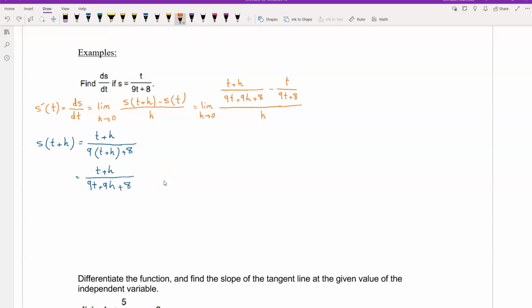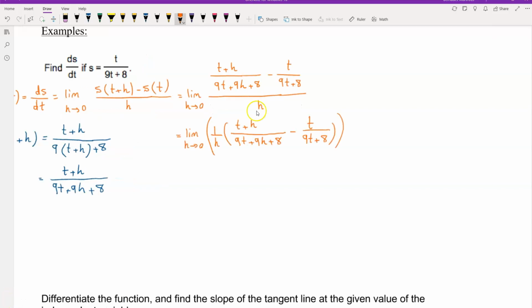So s prime of t is equal to the limit as h approaches 0 of s of t plus h, that is t plus h divided by 9t plus 9h plus 8, minus s of t, which is given here as t divided by 9t plus 8, and then divide by what we have in the denominator, h. So here we had h in the denominator, that is the same as multiplying by 1 over h.